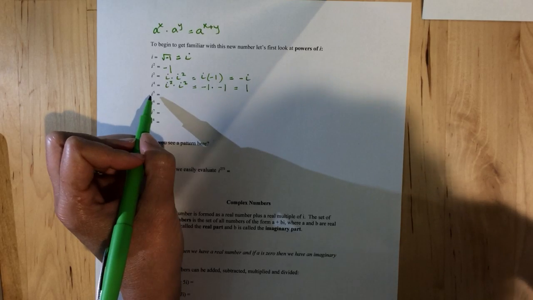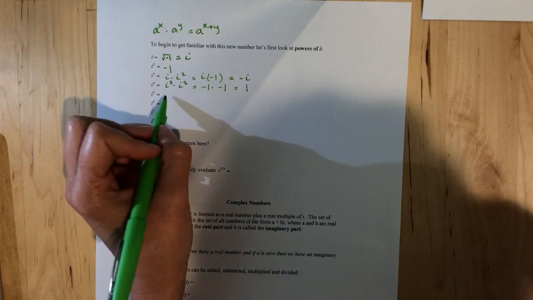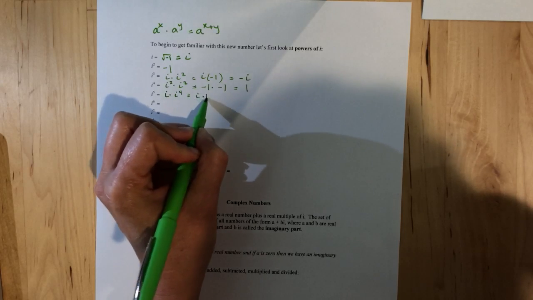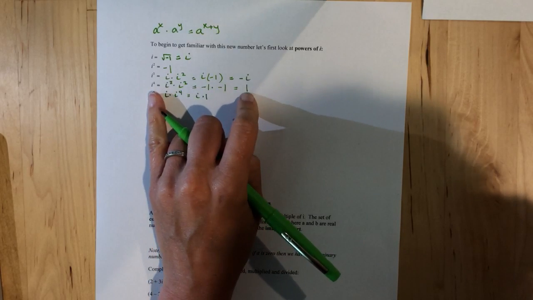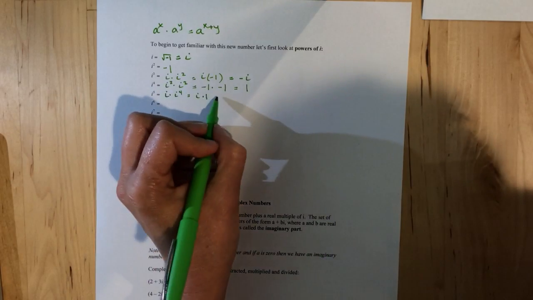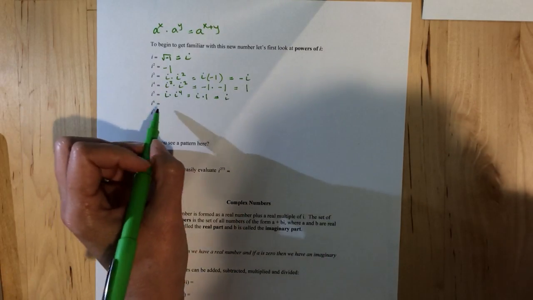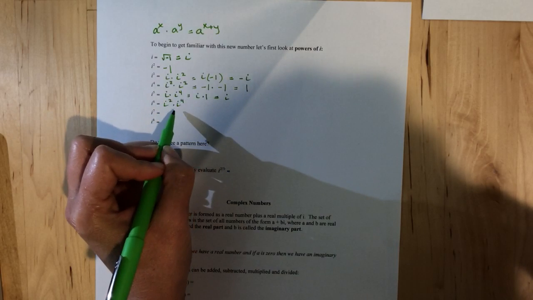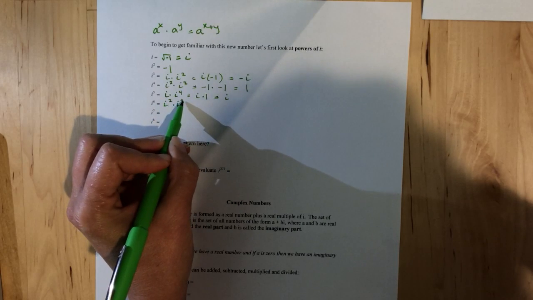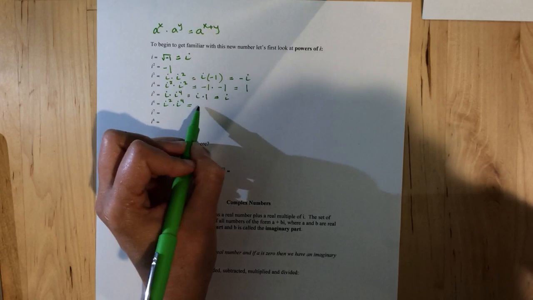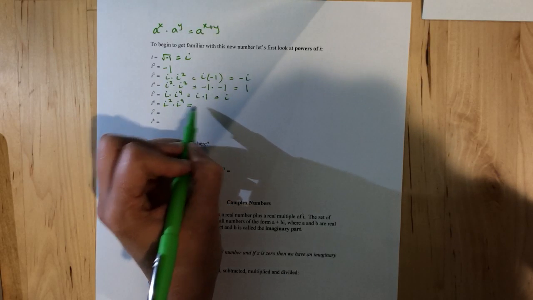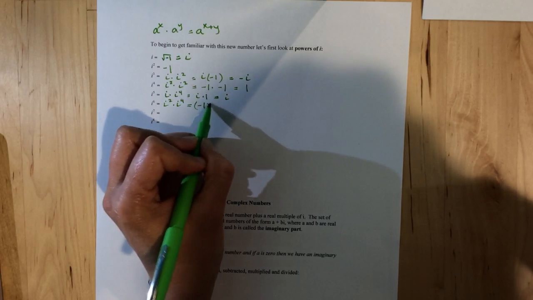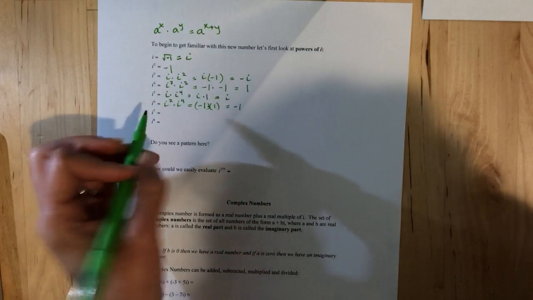Now, with i to the fifth, I'm going to say this is i times i to the fourth, which is i times 1, right? Because i to the fourth we just established is 1. So i to the fifth is i. I to the sixth is just i squared times i to the fourth, right? Because 2 plus 4 is 6. So i squared, that's -1, and i to the fourth is 1, so that's -1.